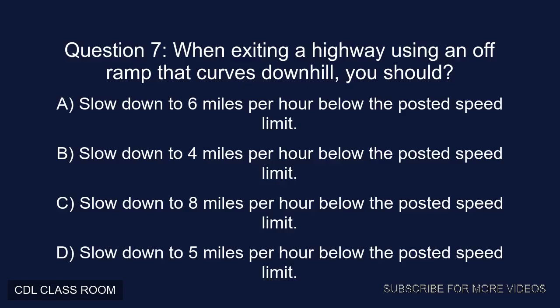Question 7. When exiting a highway using an off-ramp that curves downhill, you should: A. Slow down to 6 miles per hour below the posted speed limit. B. Slow down to 4 miles per hour below the posted speed limit. C. Slow down to 8 miles per hour below the posted speed limit. D. Slow down to 5 miles per hour below the posted speed limit. Correct answer, D. Slow down to 5 miles per hour below the posted speed limit.